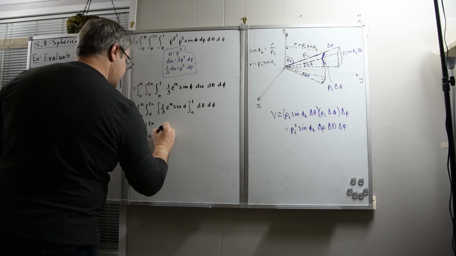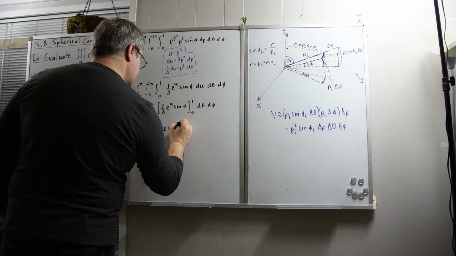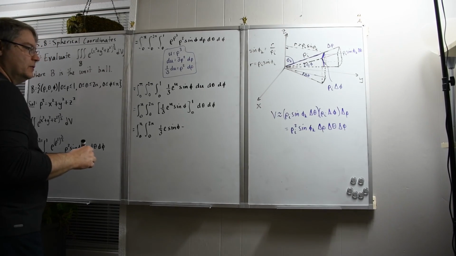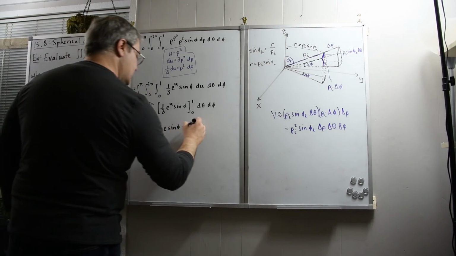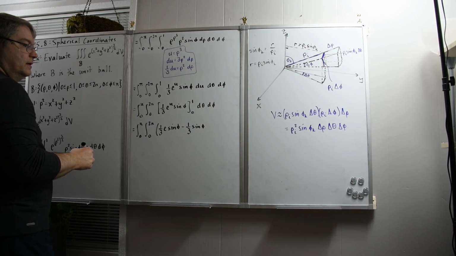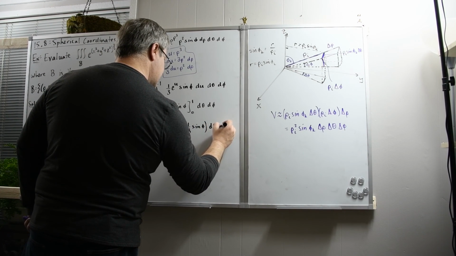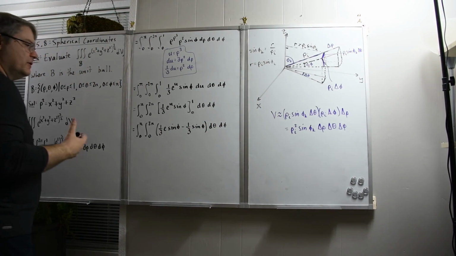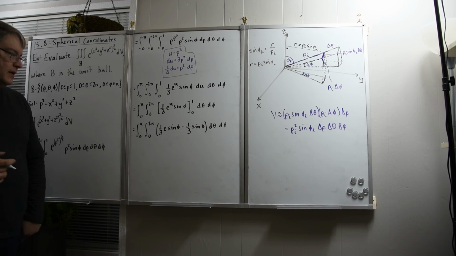And that'll give us a 1/3 e to the first, or e, times sine phi, minus 1/3 e to the 0. Well, e to the 0 gives us 1. So we'll have a 1/3 e sine phi minus a 1/3 sine phi. And of course, we can write that a little bit better, I would say.